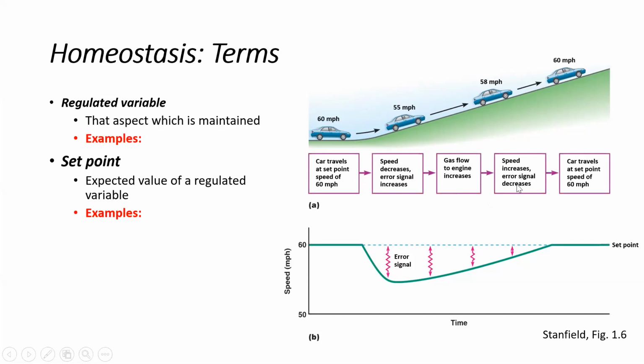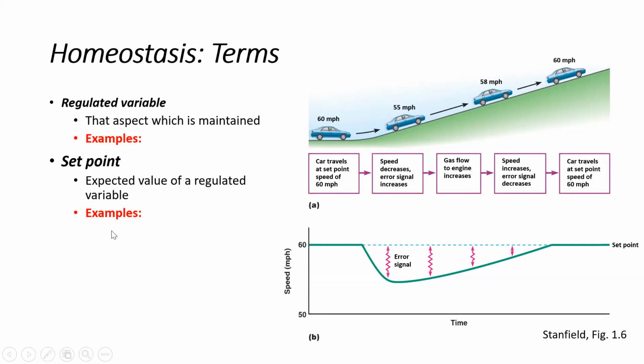And then we started to see the error signal shrink, right? The error signal is going to be proportional to the degree or the amount with which we are away from the set point. So as it gets closer to the set point, the error signal begins to diminish. And then finally, when we get back to 60 miles per hour, the error signal is completely turned off because we're now back to our set point.